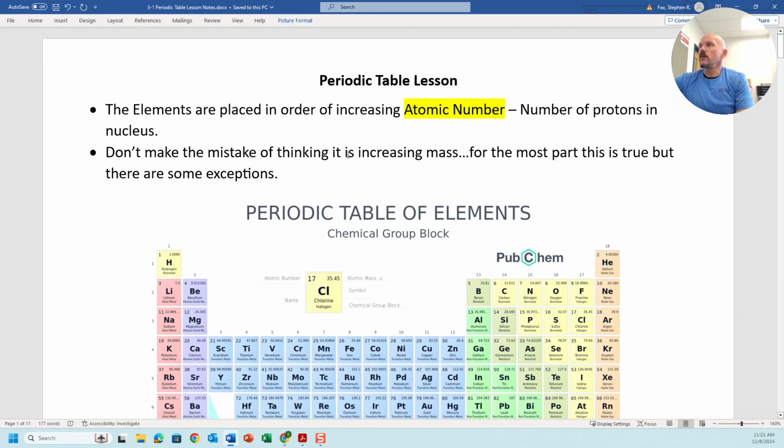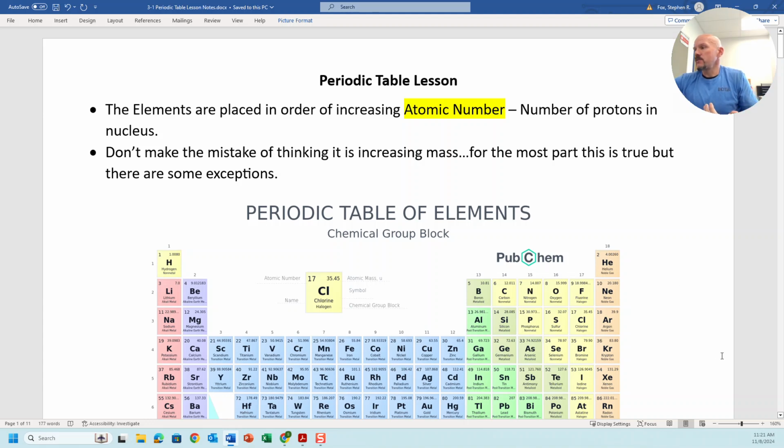Okay. So first, understand the way the periodic table is set up. We put the elements in order of increasing atomic number, and that would be number of protons in the nucleus, right? But also remember that atomic number is also number of electrons when we're talking about electrically neutral atoms.